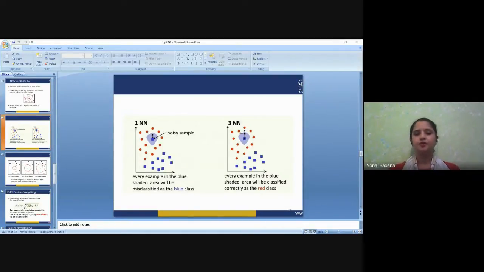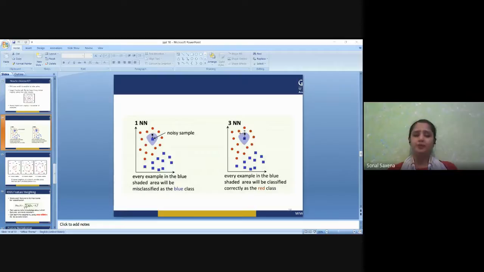The best choice of k depends upon the data. Generally, a larger value of k reduces the effect of noise on the classification. As I told you, the smaller the value, the more the noise. But it makes boundaries between the classes less distinct. A good k can be selected by various heuristic techniques. The special case where the class is predicted to be the class of the closest training example is called the nearest neighbor algorithm.